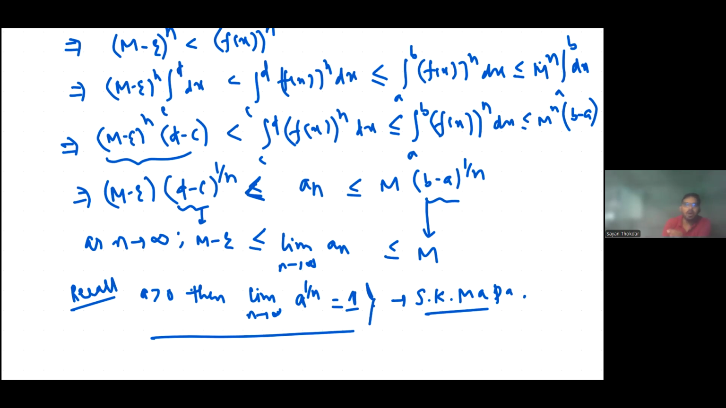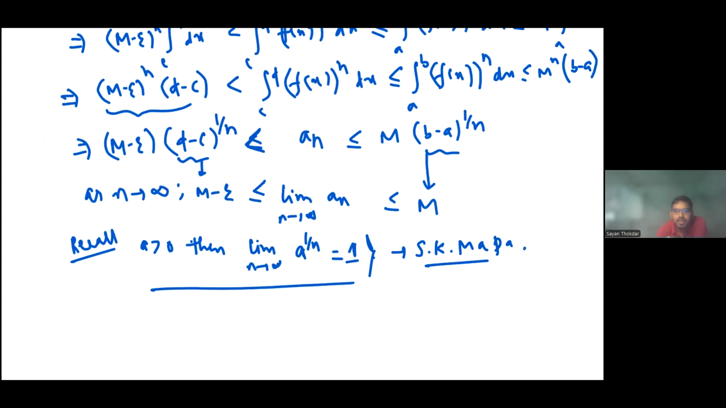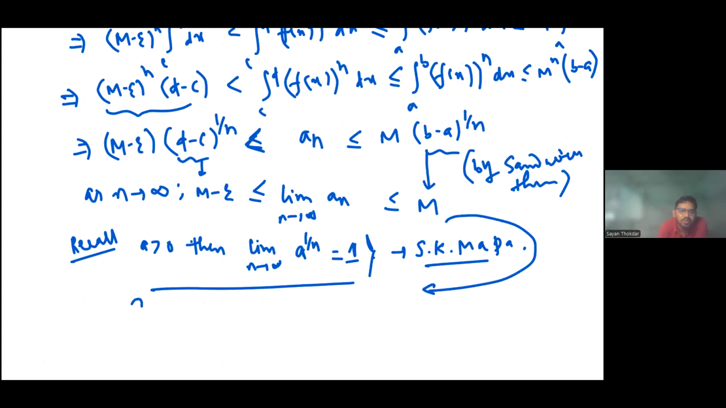Clear. Now, by the sandwich theorem for sequences, this becomes M minus epsilon less than or equal to the limit, which is less than or equal to M. This holds for every positive epsilon less than M. So from that it is clear that the limit as n tends to infinity of the nth term is M. So we have proved that the limit exists, meaning the sequence is convergent, and its limit is the supremum value of f of x. Clear? Yes, we have done that problem.